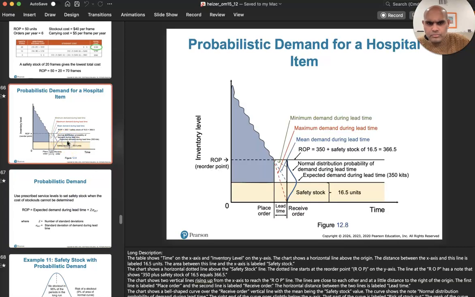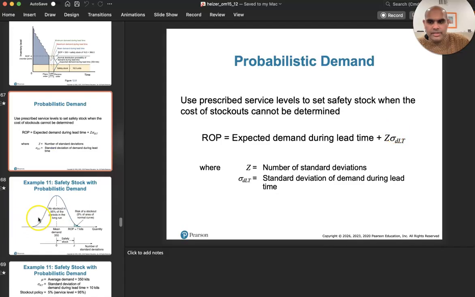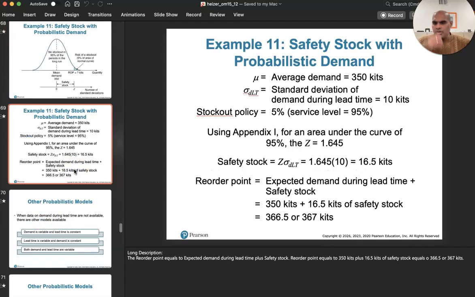All right. So the reorder point, instead of being calculated just as the expected demand during lead time, you're going to add the safety stock to the expected demand during lead time. And safety stock is Z times the standard deviation of demand during lead time, like I just said. So let's see how this calculation is done.